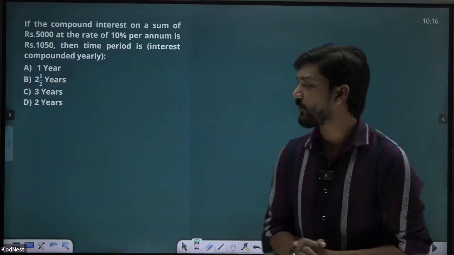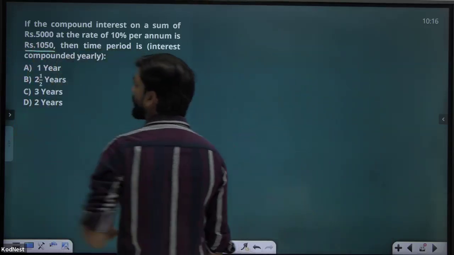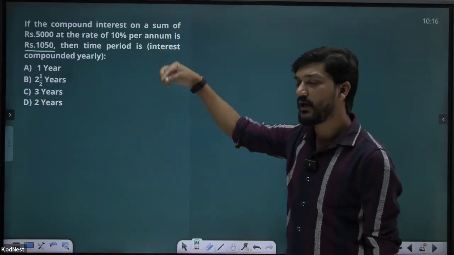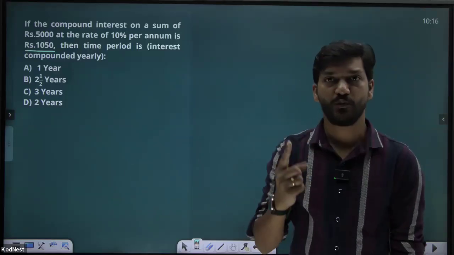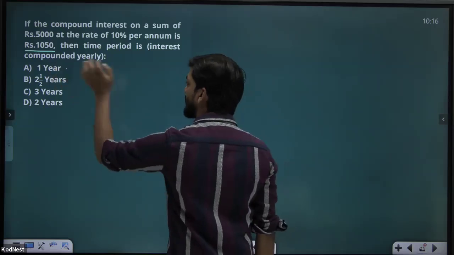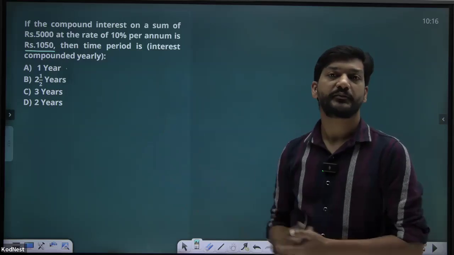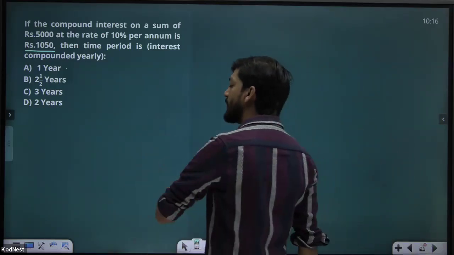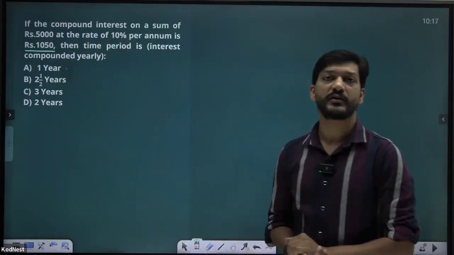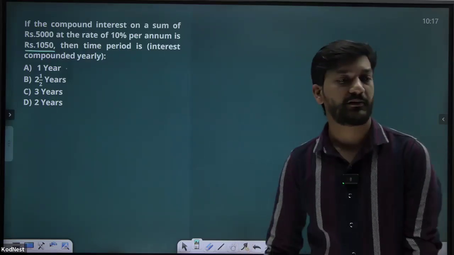In this question, we don't have to calculate the interest. Interest is already given. So what you have to do, giving you one idea: you take 5,000 starting value, take 10%, calculate for first year, see how much interest you are getting. If interest is 1050, you will say time is 1 year. If interest is not 1050, take the second year. If overall interest comes out to be 1050, you will say time is 2 years. If it is not, take the third year. So like that, you have to calculate. Please start.